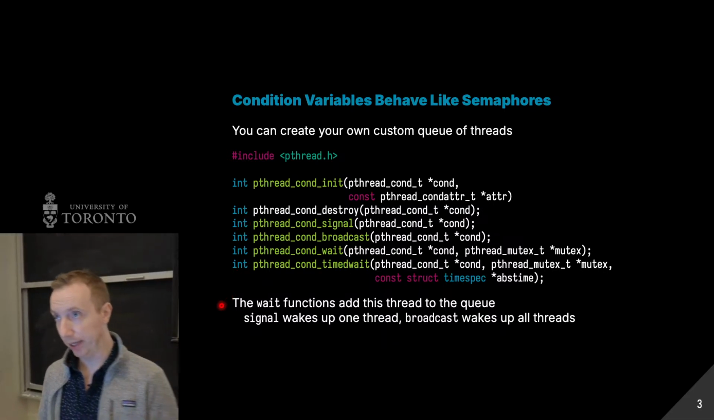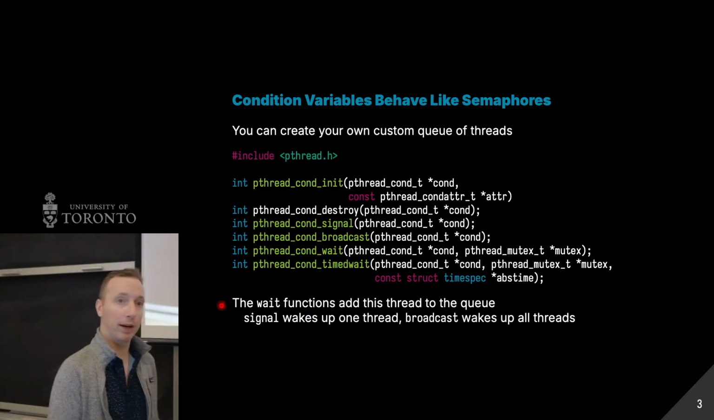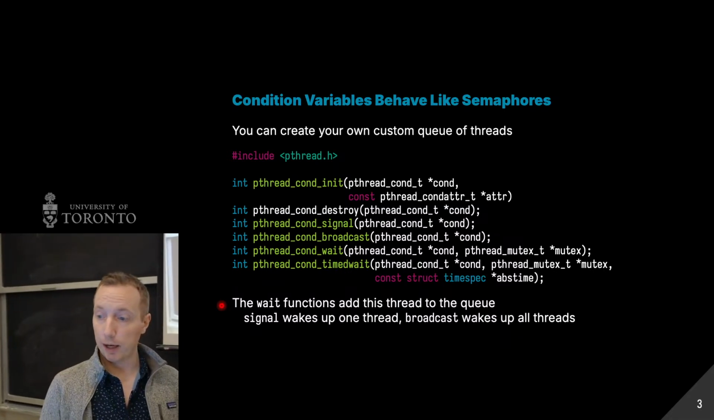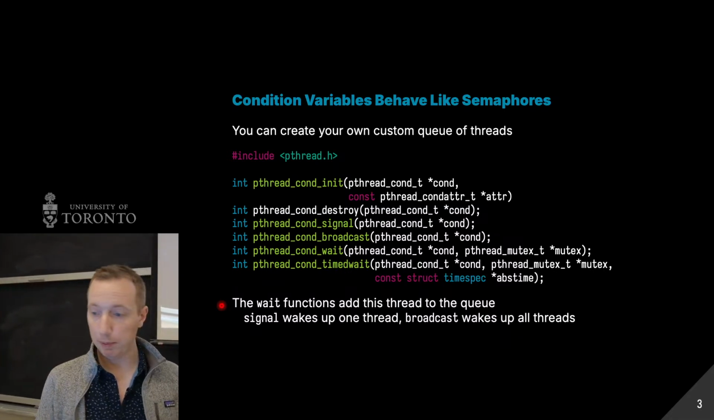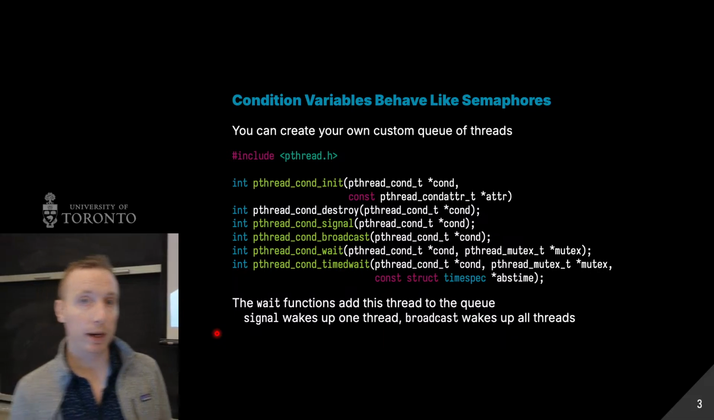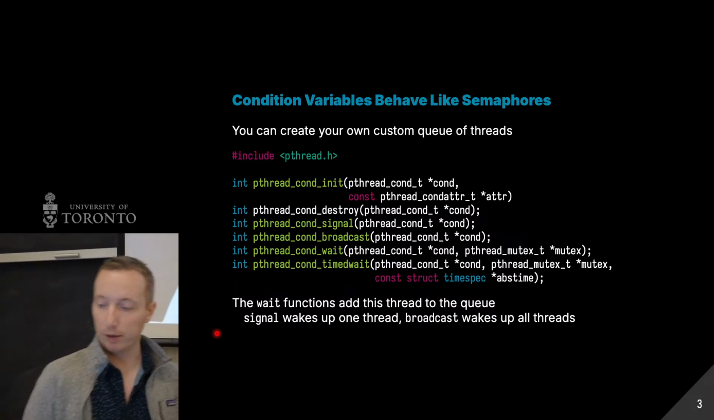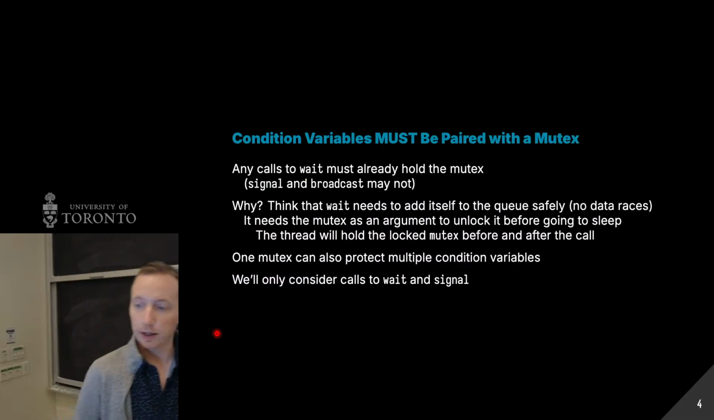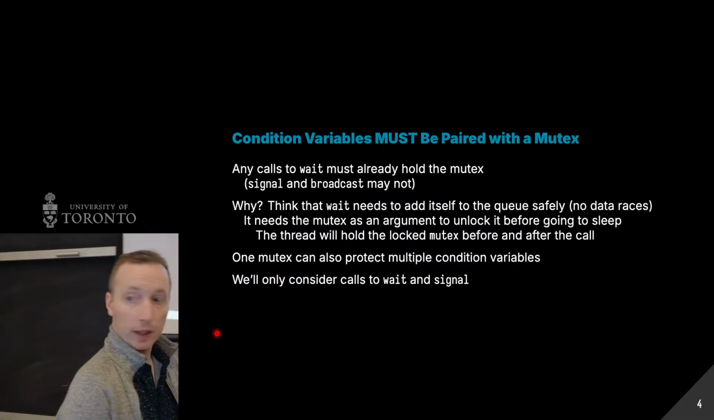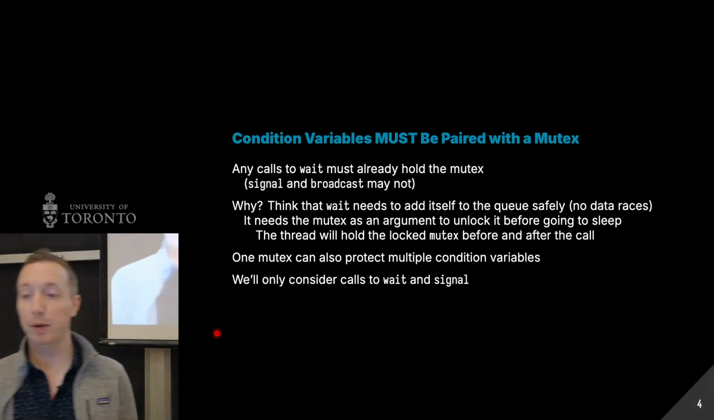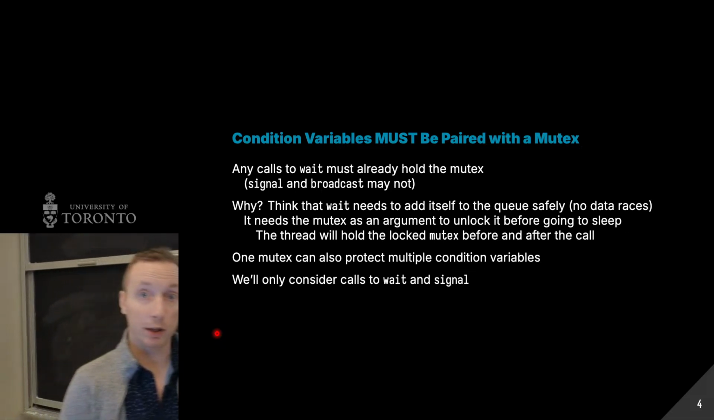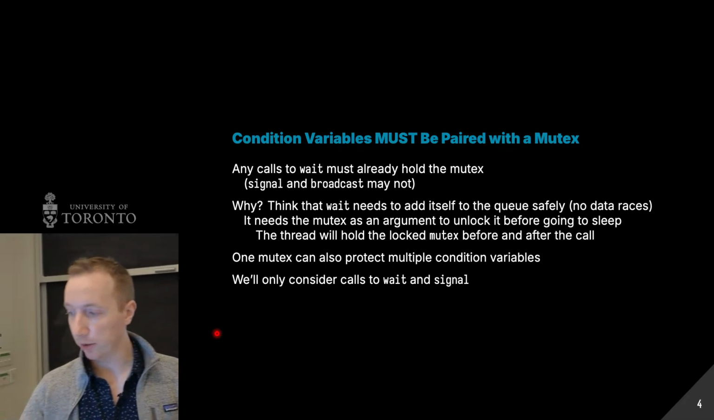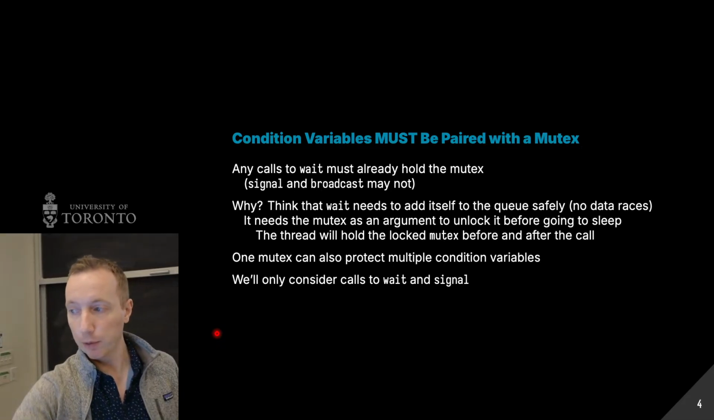So again, the easiest way to think about that pthread_cond thing is it's a queue. Wait will add this thread to the queue and put itself to sleep, and then signal will wake up one thread in the queue. Broadcast will wake up all the other threads, and we'll have examples of that today. So, like I said, it must be paired with a mutex. Any calls to wait must already hold the mutex. Signal and broadcast, they don't matter. You don't have to have the mutex acquired for those ones.